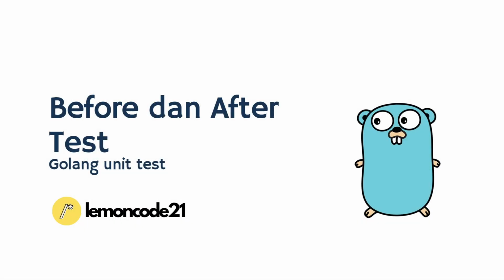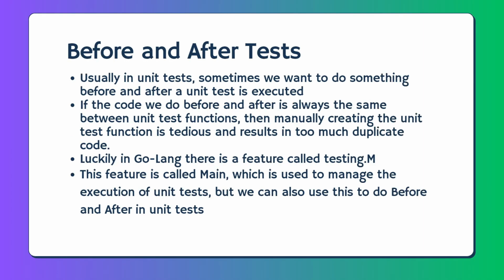Before and after tests. Usually in unit tests, sometimes we want to do something before and after a unit test is executed. If the code we do before and after is always the same between unit test functions, then manually creating it in each unit test function is tedious and results in too much duplicate code. Luckily in Golang there is a feature called testing.M. This feature is called main, which is used to manage the execution of unit tests. But we can also use this to do before and after in unit tests.